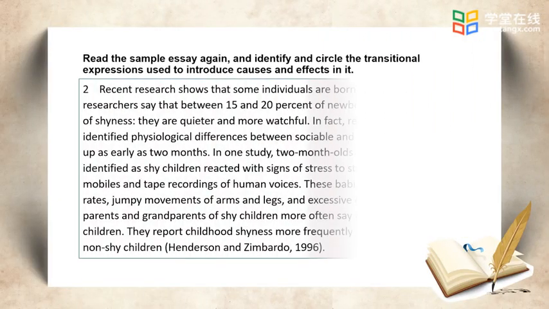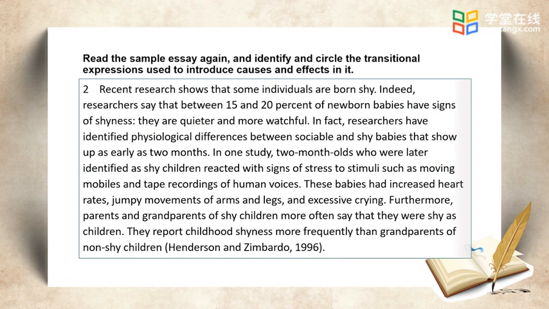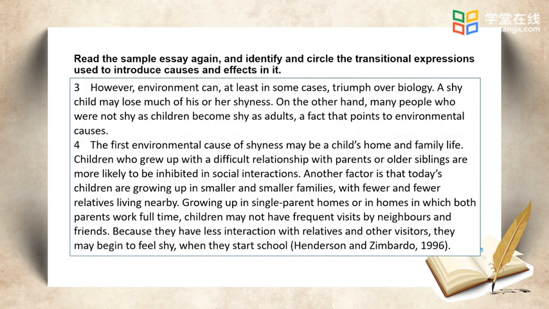Now, paragraph 2. Have you found any? I haven't. But I have found other types of transition, like indeed, in fact, such as, furthermore, etc. Okay, let's move on to paragraph 3 and paragraph 4. In these two paragraphs, environmental cause is used twice. Another factor also indicates a cause. The conjunction because introduces a reason or cause.